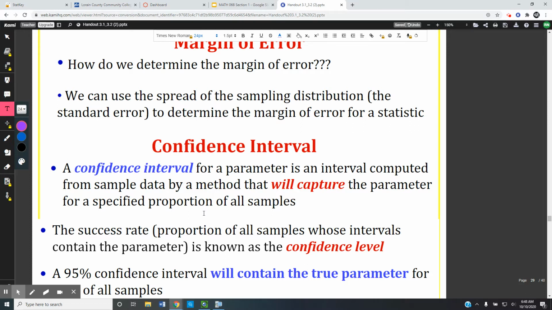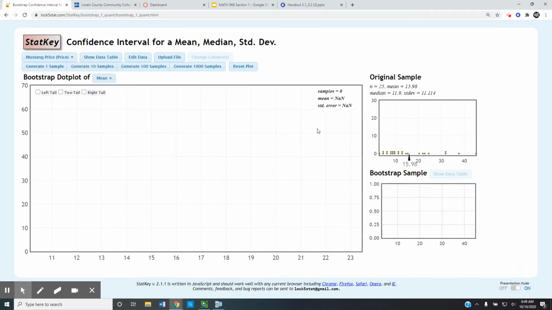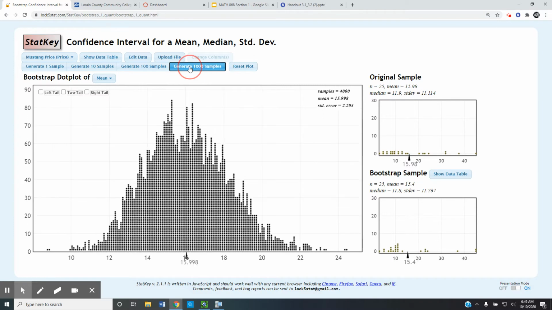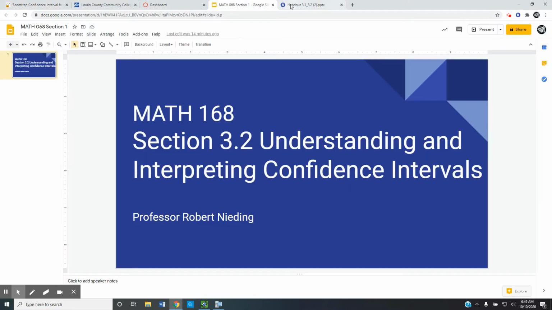It says we can use the spread of the sampling distribution, the standard error, to determine the margin of error for a statistic. So inside of StatKey, if we were running a confidence interval level, let's just say for a single mean, and let's say we ran this a couple of thousand times here, whatever this data is, we have a standard error right here, 2.219. So I could take my original statistic, and my original statistic over here is 15.98. That's my mean. And I could add and subtract 2 of these standard errors and have a good working confidence interval level.